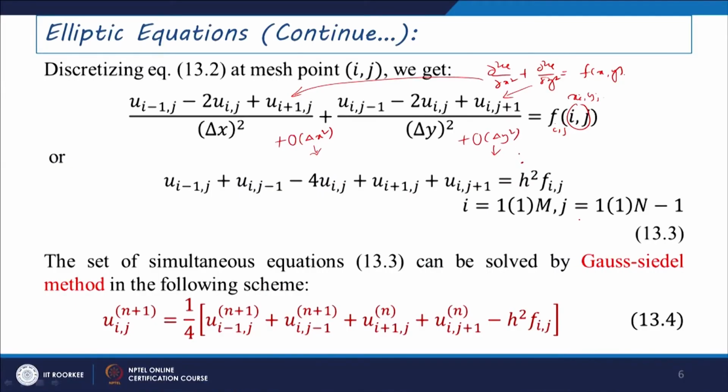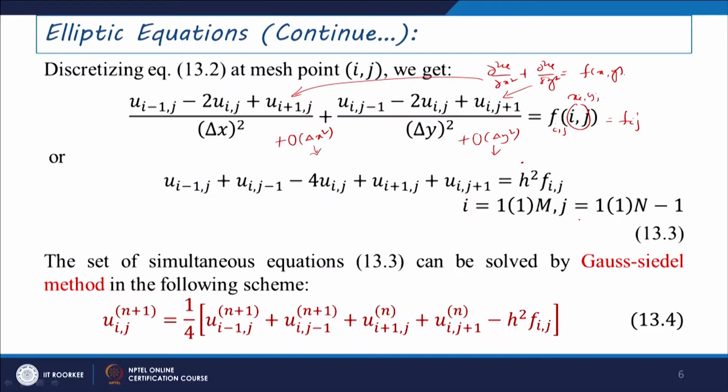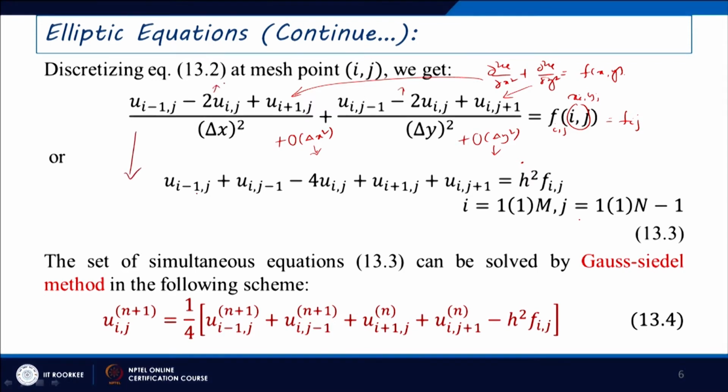So, we get the total expansion in the form of ui minus 1j minus 2 uij plus ui plus 1j by del x square plus uij minus 1 minus 2 uij plus uij plus 1 by del y square equals fij here, since we are denoting this point as xi yj there. And if we write del x equals h and del y equals h here, obviously del x square is h square and del y square equals h square, and we write ui minus 1 j plus ui j minus 1 minus 4 uij plus ui plus 1 j plus ui j plus 1 equals h square fij here.